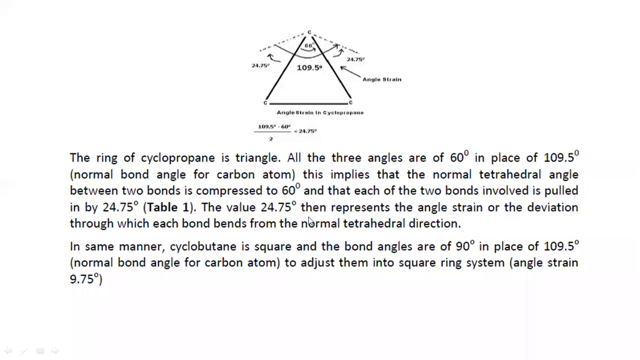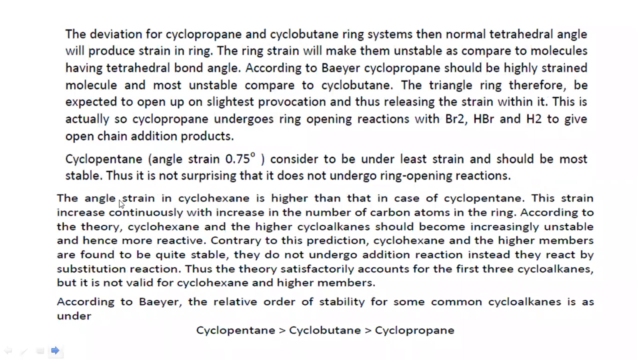In the same manner, there is deviation from the normal bond angle with respect to cyclobutane. It is 90 degrees. With respect to cyclopentane, it is 108 degrees, and with respect to cyclohexane, it is 120 degrees. Now, for the cyclopropane and cyclobutane ring systems, the deviation from the normal tetrahedral angle will produce a strain in the ring.